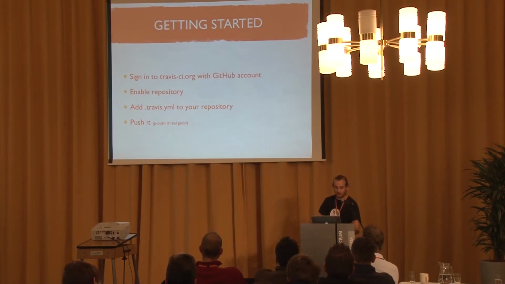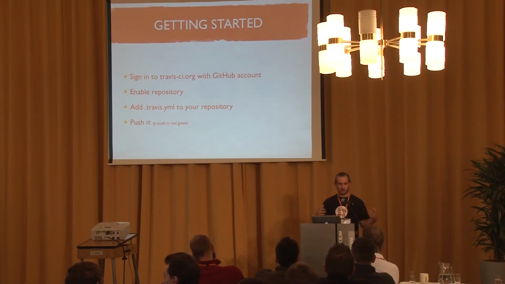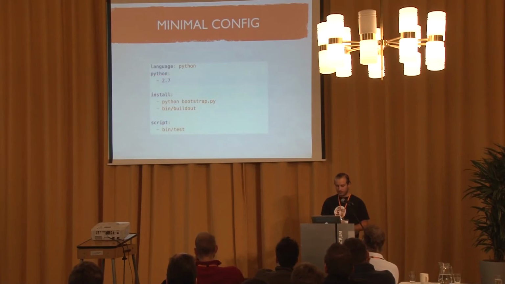So getting started with Travis is very simple. You sign into their website with your GitHub login. Basically, you just allow Travis to access your GitHub account. Then you get a list of your repositories. You just click enable on one of them. You add a Travis YAML file that configures how your build should be run, and then you push the Travis YAML. And that's it.